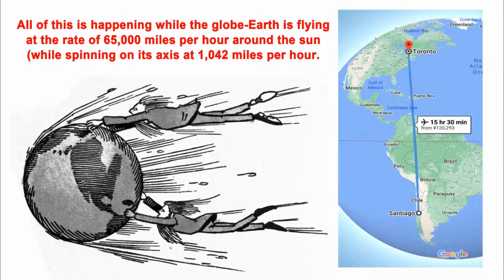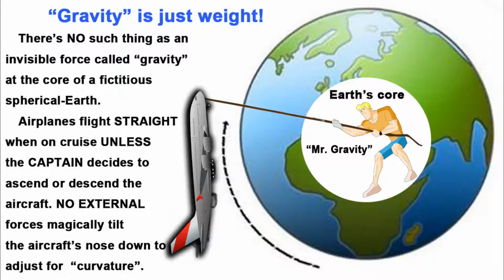Also, consider the fact that not only is the Earth spinning, but it's also going around the Sun. So all of this is happening while the globe Earth is flying at a rate of 65,000 miles per hour around the Sun while spinning on its axis at 1,042 miles per hour. So gravity is just weight. Gravity is not tipping the nose of the airplane down. There's no such thing as an invisible force called gravity at the core of a fictitious spherical Earth. Airplanes fly straight when on cruise unless the captain decides to ascend or descend the aircraft. No external forces magically tilt the aircraft's nose down to adjust for curvature.